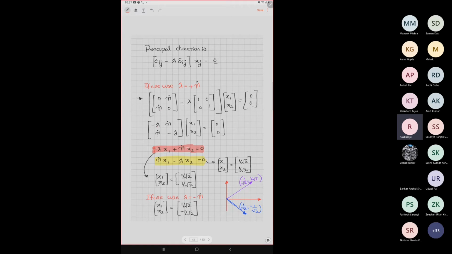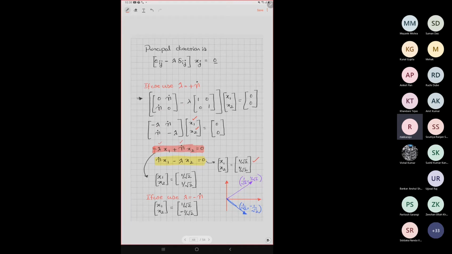So we have two equations. Can I really find out x1 and x2? The first equation is minus lambda x1 plus gamma dot x2 is equal to 0. If you plug x1 equal to 1 by root 2, x2 equal to 1 by root 2, it gets satisfied. Look at x1 equal to 1 by root 2, x2 equal to 1 by root 2, where lambda is equal to plus gamma dot. So this is the eigenvector direction.